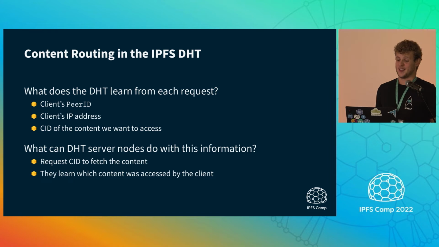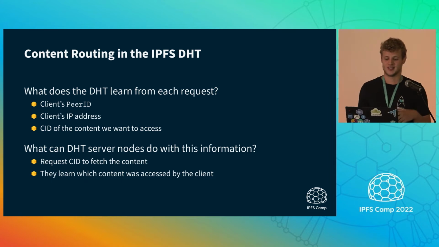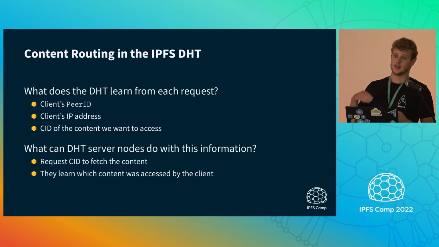And so what does the DHT learn for each request? If we take a DHT server peer that is going to help you to route your request, it will learn, of course, your peer ID because you open a connection with them, so they will know you. They also know your IP address. And as you request some content from them, because you want them to help you, they will be able to associate your content with this peer ID. And so it means that they can track which CID you're accessing.